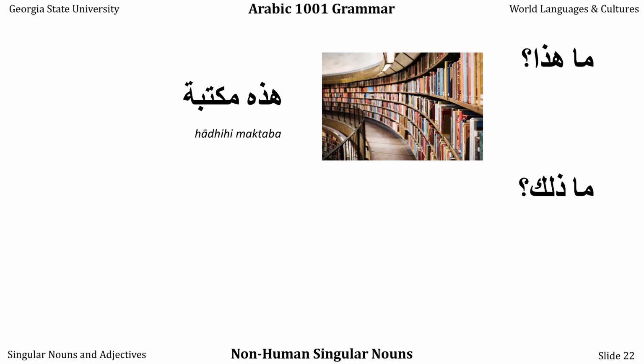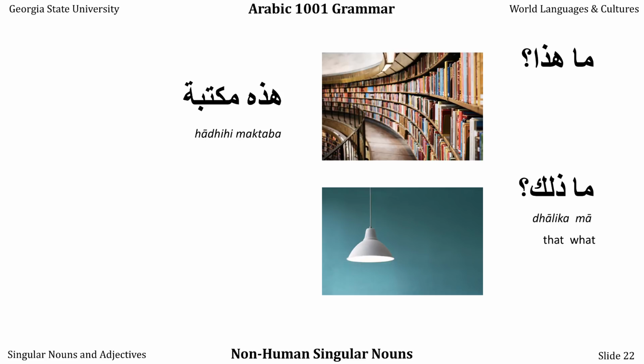Ma dhalika. When we say ma dhalika, we're not asking what's this. We're asking what's that. This and that, hadha and dhalika, have basically the same relationship in Arabic as they do in English. One is closer, one is farther away, one is first, one is second, that sort of thing. So ma dhalik, what's that? And we can answer the question with dhalika misbah. A misbah is a lamp, and because it doesn't end in ta marbuta, we know that it's masculine.